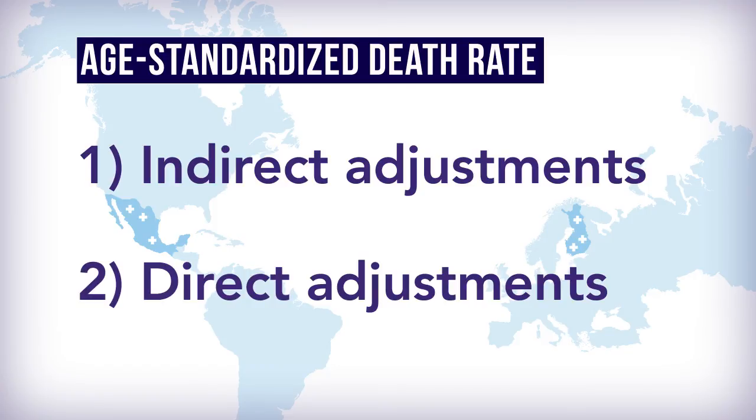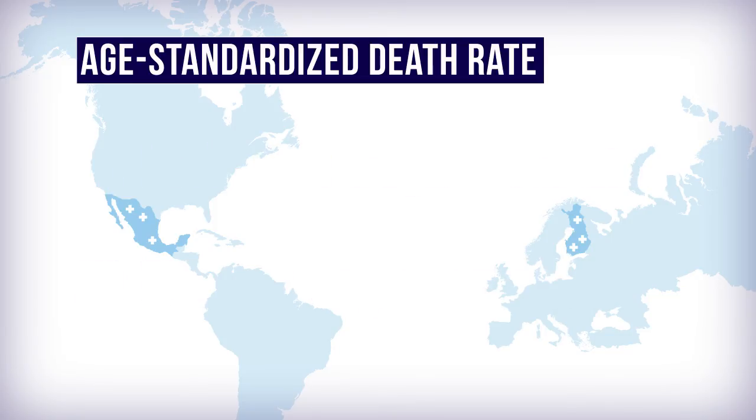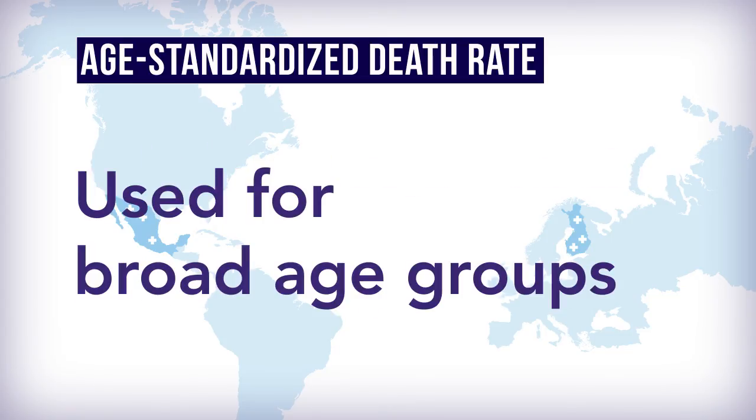So the mathematical concept allows us to compare, for example, the rate of cancer adjusted for the older age population in Finland to that of Mexico. And similarly, we can adjust for the younger age population of Mexico for road traffic injuries to compare what the rates are to Finland. Now, a final note is that age standardization is used for broad age groups.